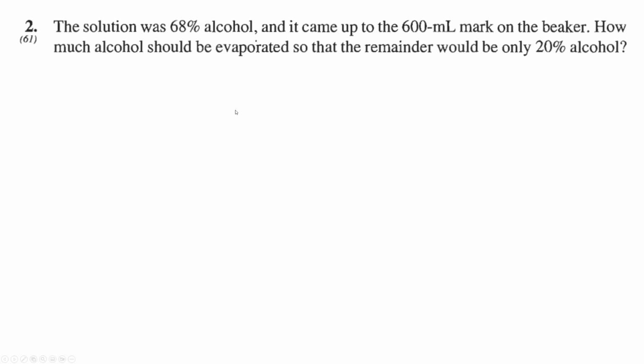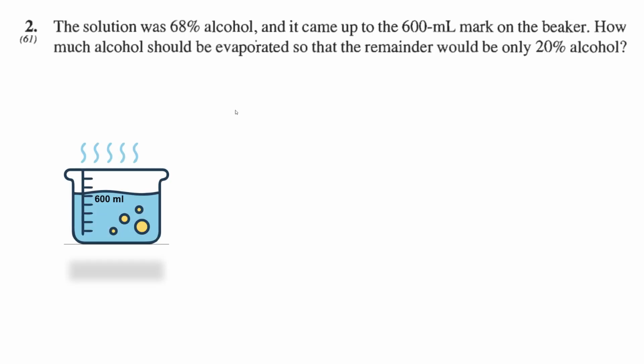Okay, the solution was 68% alcohol and it came up to the 600 milliliter mark on the beaker. How much alcohol should be evaporated so that the remainder would only be 20% alcohol? So we have a solution. We have 600 milliliters of it. It has alcohol in it. It has other things in it, but it's 68% alcohol. We want it to become 20% alcohol.